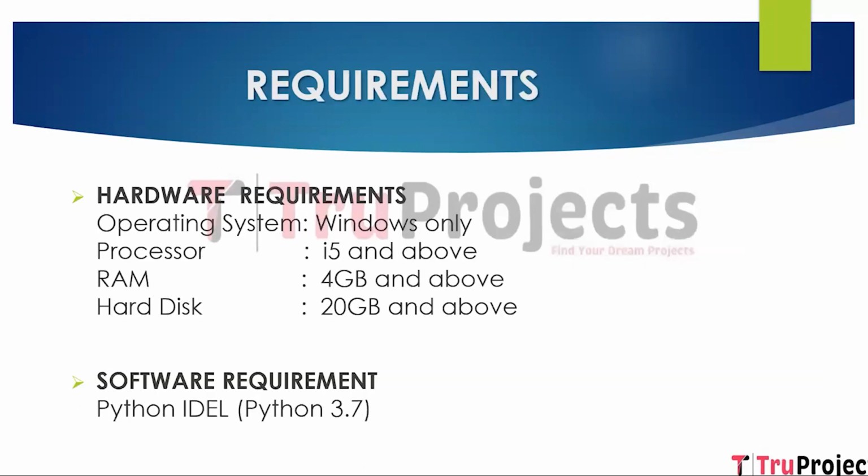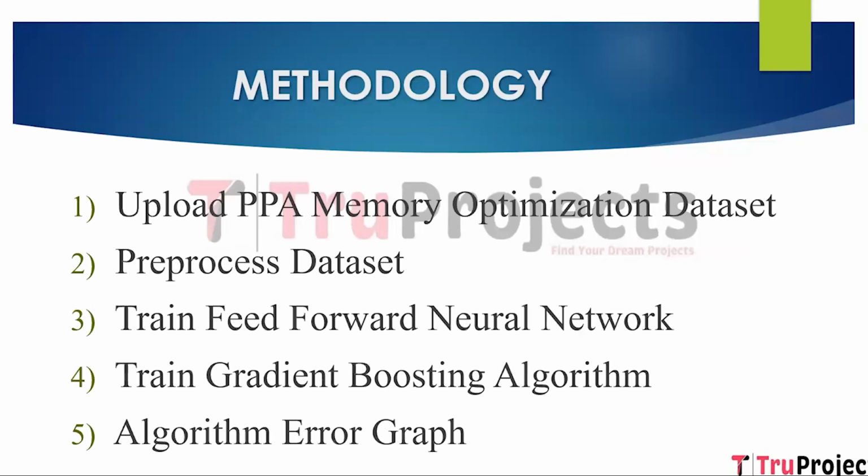These are the requirements needed for execution of the project. In the first, hardware requirements, an operating system of Windows, a processor of i5 and above, RAM of 4 GB and above, and a hard disk of 20 GB and above are required. In software requirements, Python IDLE of version 3.7 is required. These are the design modules for execution of the project.